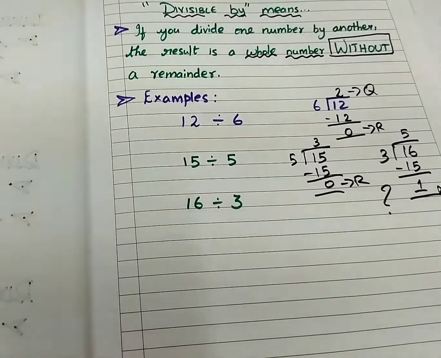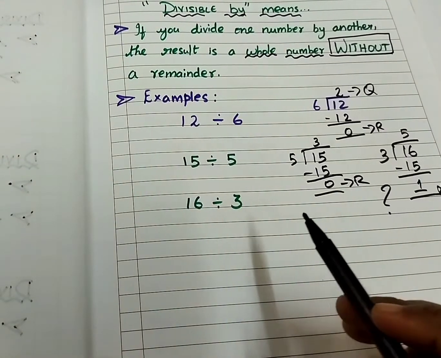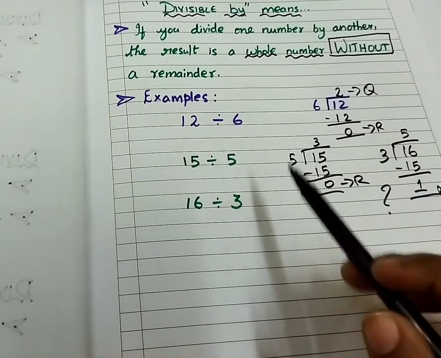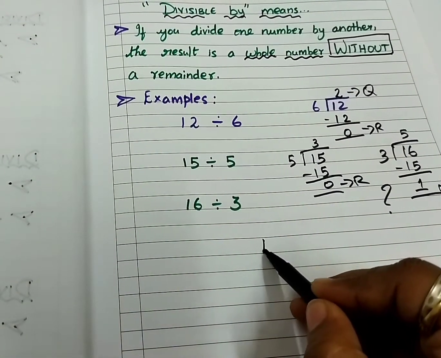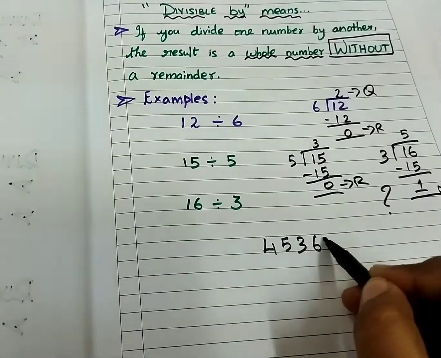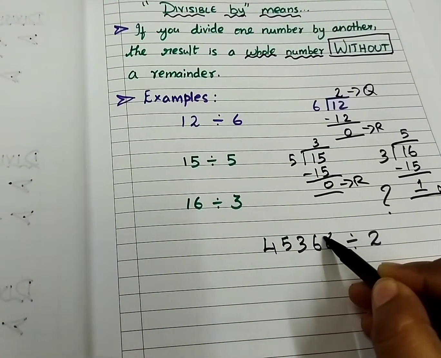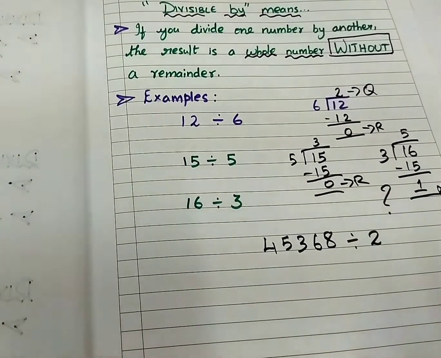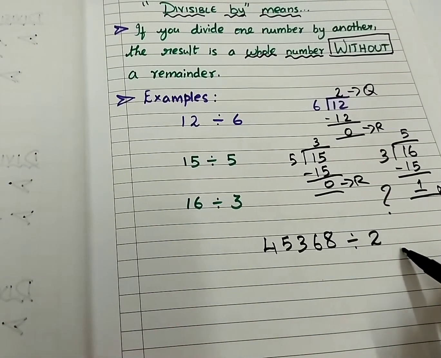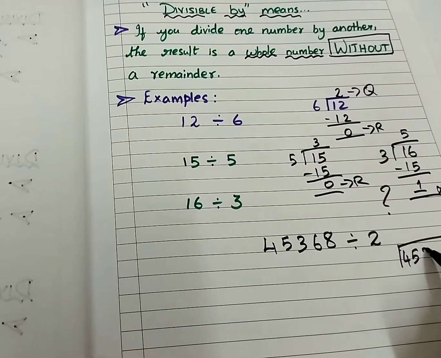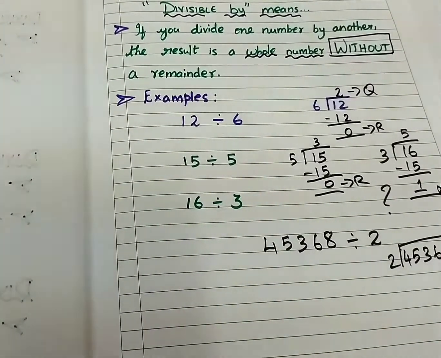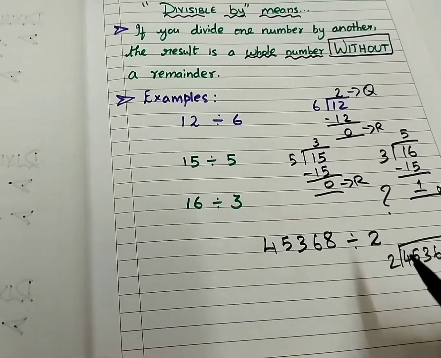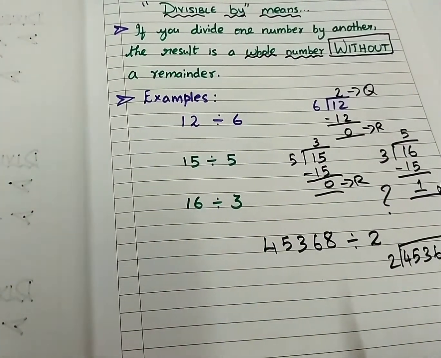Here is the trick we are going to learn: how to find whether a particular number is exactly divisible by another number. See, for example, I am giving 4, 5, 3, 6, 8 divided by 2. Immediately I should answer whether it is divisible by 2 or not. So how will you do it? If you perform long division, how much time does it take for you to complete the sum? And you should check whether you are getting the remainder as 0. Then only you can say it is divisible by 2 or not.